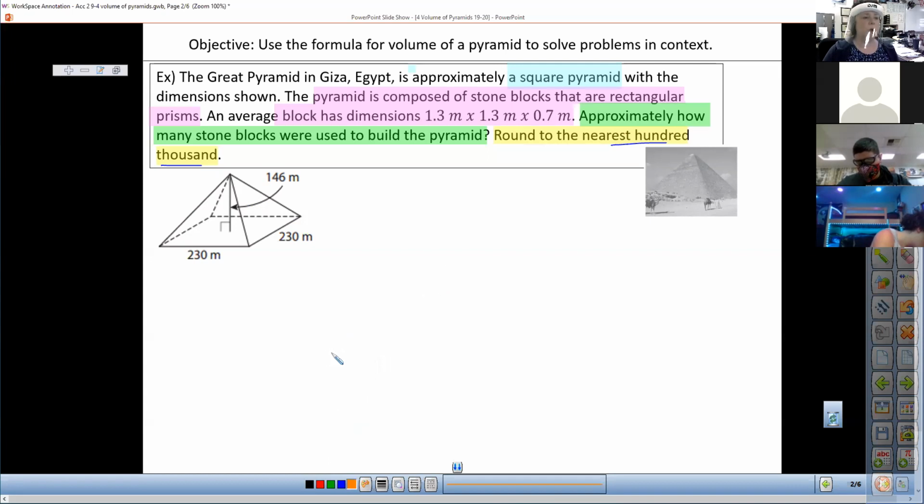So how would we start a problem like this? Well, if we know that this pyramid is made up of these blocks, then we need to know basically how many blocks would fit inside this pyramid. That's an application of volume, which is capacity, how much something will hold or can contain. So one of the things that we need to know is what is the volume of the pyramid.